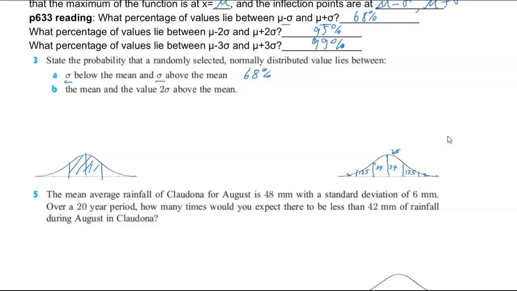The mean and the value 2 sigma above the mean. So that would be the mean, and 2 sigma above the mean would be this section and this section, both of those sections. So it would be 34 plus 13.5, which would be 47.5%. Okay? All right, next section.